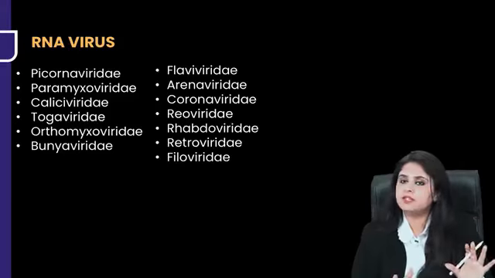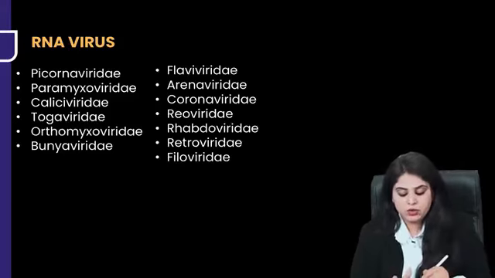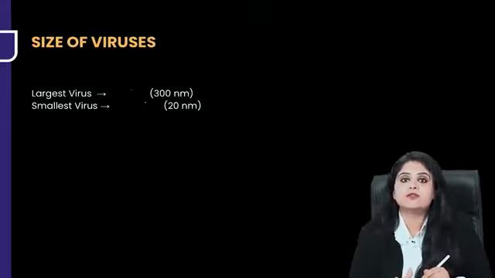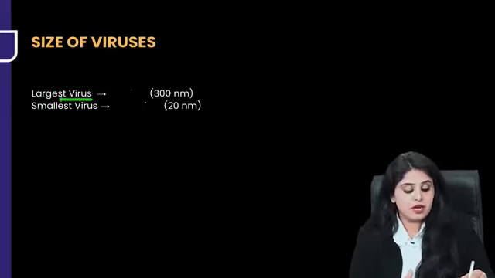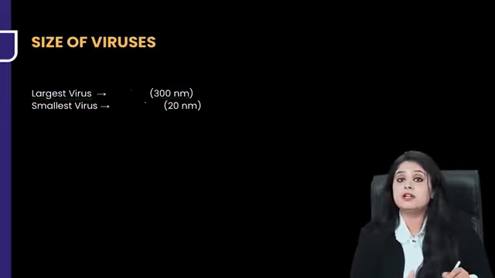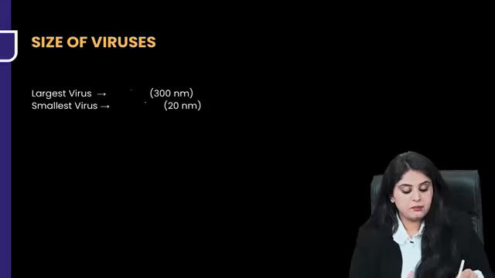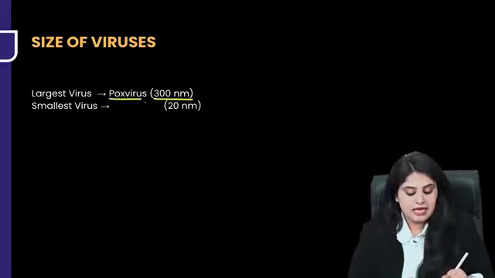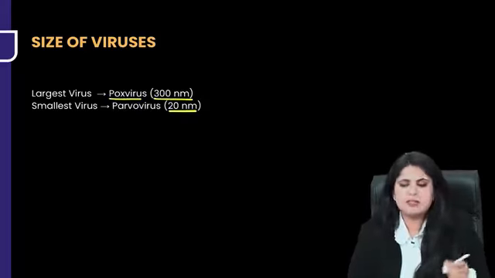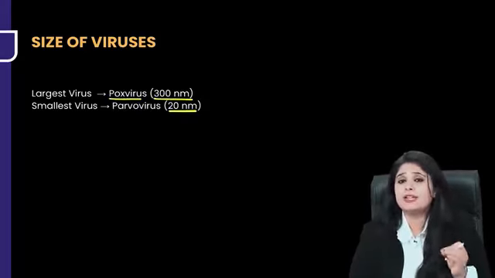You've done the classification. Now you go on to which of them is big and which of them is small. Which of them is the largest, measuring 300 nanometers, and that is the pox virus family. So remember, pox is the largest, and which is the smallest, and by smallest I mean just 220 nanometers.